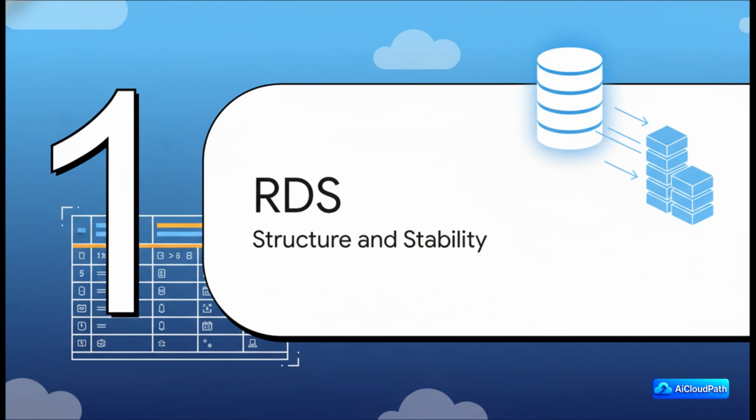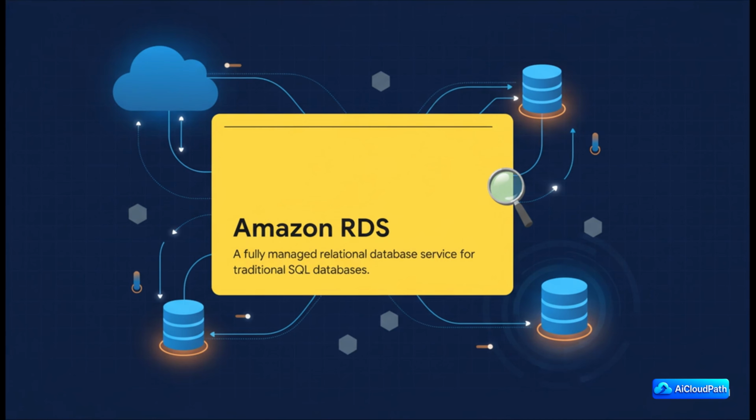Well, let's start with a true classic, Amazon RDS. If your data is the kind that's nice and tidy, super organized, and fits perfectly into tables with rows and columns, then RDS is going to be your best friend. So, RDS, it stands for Relational Database Service, and it pretty much does exactly what it says on the tin. It's a fully managed service that lets you run one of those familiar SQL databases, but without you ever having to worry about all that tedious admin work in the background.